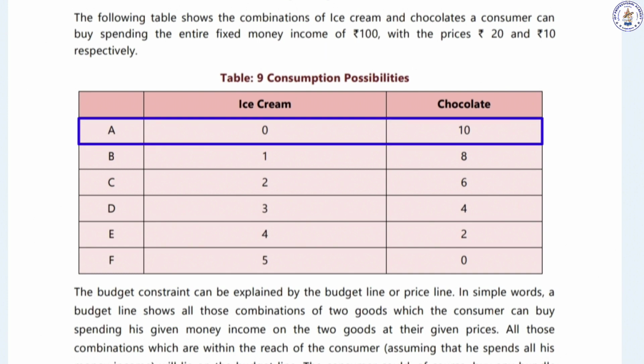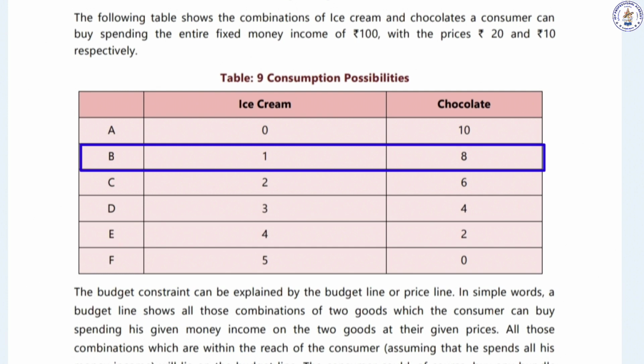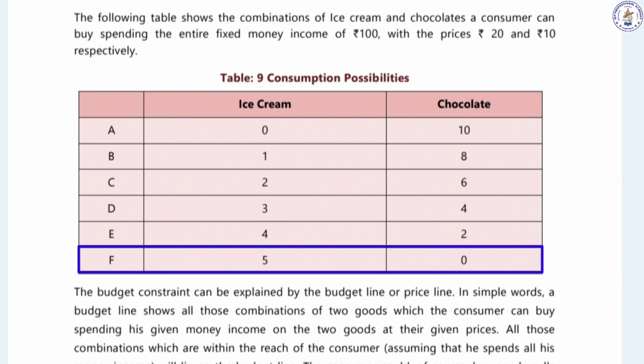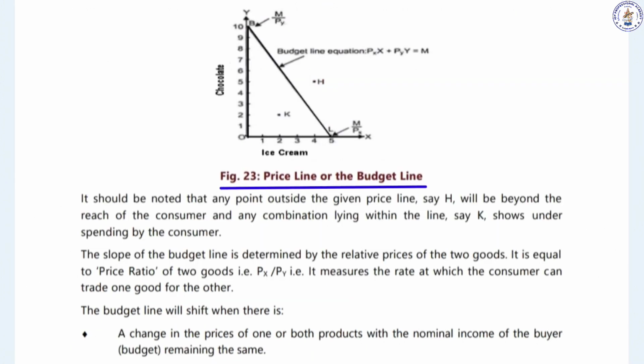Under case A, he is ready to forgo ice cream, whereas he can buy 10 chocolates for 100 rupees. Under the next condition B, he can go for 1 cup of ice cream, which costs him 20 rupees. So he has to forgo 2 units of chocolate and consume 8 units of chocolate. Under C, it is 2/6. Under D, it is 3/3. Under E, it is 4. Under F, if he goes for 5 units of ice cream, he has to go without chocolate. So these points are plotted in figure 23 on page number 2.69.